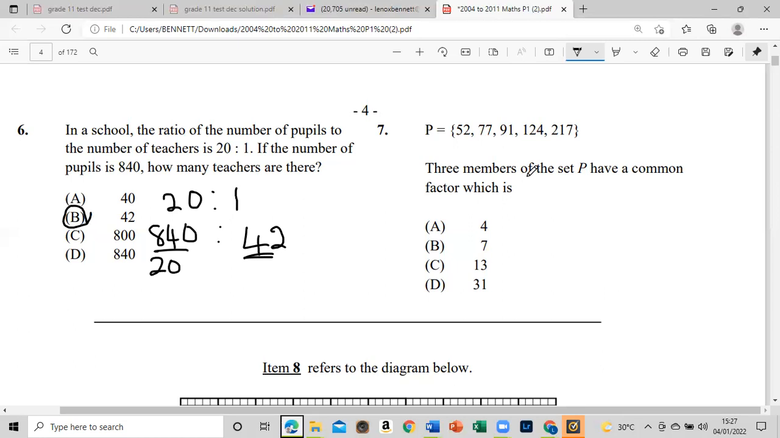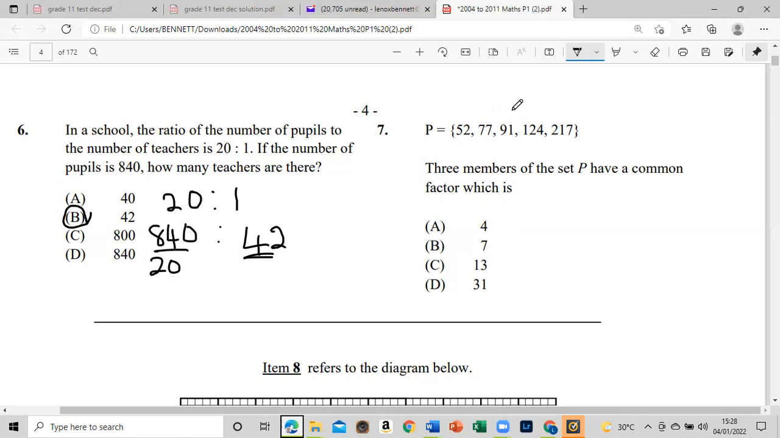3 members of the set P have a common factor, and we must find out which number. All right, so 4 can go into 52, but can't go into 77. To eliminate 4, we could try 7 now. 7 can go into 77, 7 can go into 91.